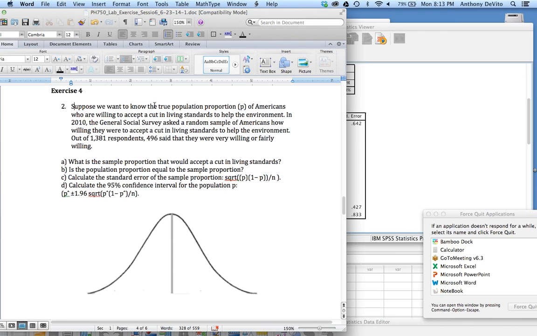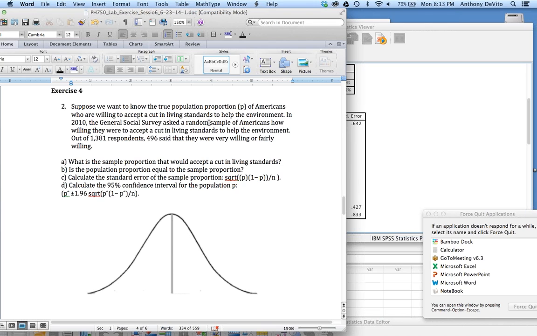Suppose that we want to know the true population proportion of Americans who are willing to accept a cut in living standards to help the environment in 2010. General Social Survey. Now I'm going to throw a twist in here, but gird your loins. This is a little bit of a change that we're looking at here. It's not going to be hard. It's going to be straightforward. It's just going to look different. It's going to be the same thing with a different look.